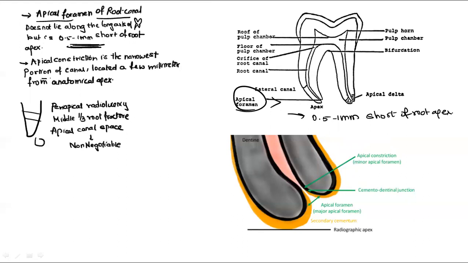Apical constriction is the narrowest portion of the canal, located a few millimeters from the anatomical apex. So here you see this apical constriction, and this is the apical foramen. Okay. Apical constriction appears a few millimeters above the anatomical apex.